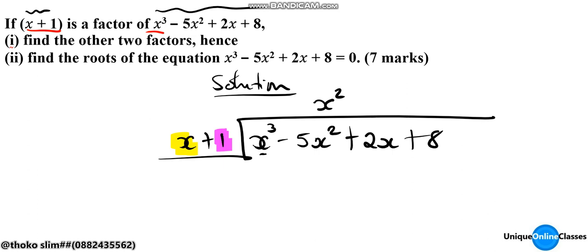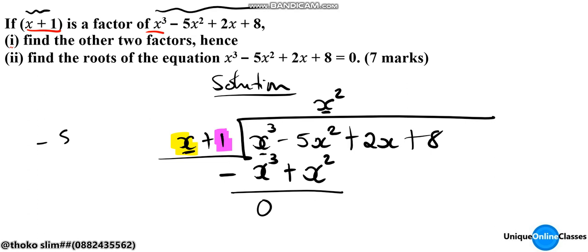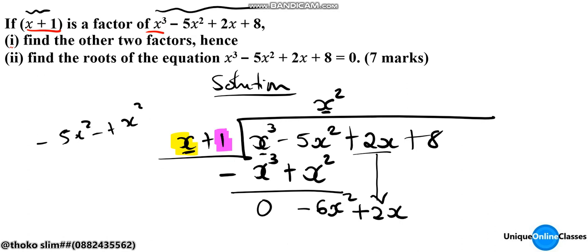X squared times x, that's x cubed, and x squared times positive 1 is positive x squared. And then we have to subtract this. If you subtract that, here we are going to have 0, and here we have minus 5x squared minus x squared. The answer will be negative 6x squared. And then we are going to drop down this term here, the 2x. That's our 2x there.